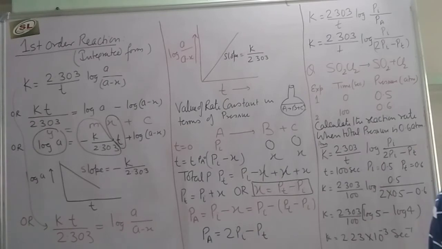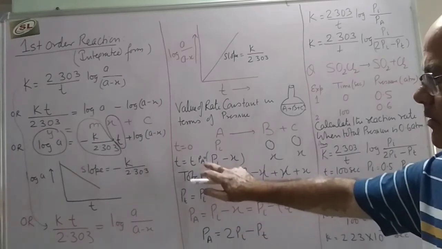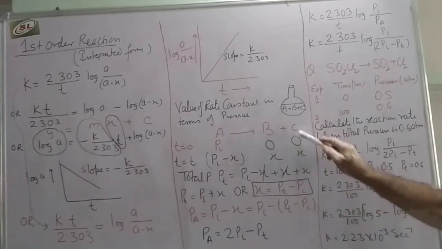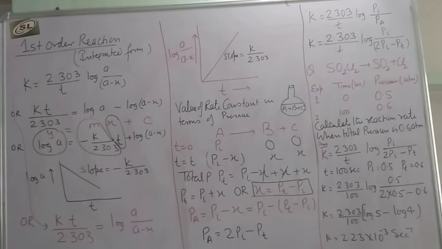How much pressure will B and C create? The pressure decrease in the reactant A will be the pressure generated by the products B and C. So at t = 0, the initial pressure of A is Pi. After time t, the partial pressure of A becomes Pi − x. This x is the decrease in pressure of A, and x pressure of B and x pressure of C will form.